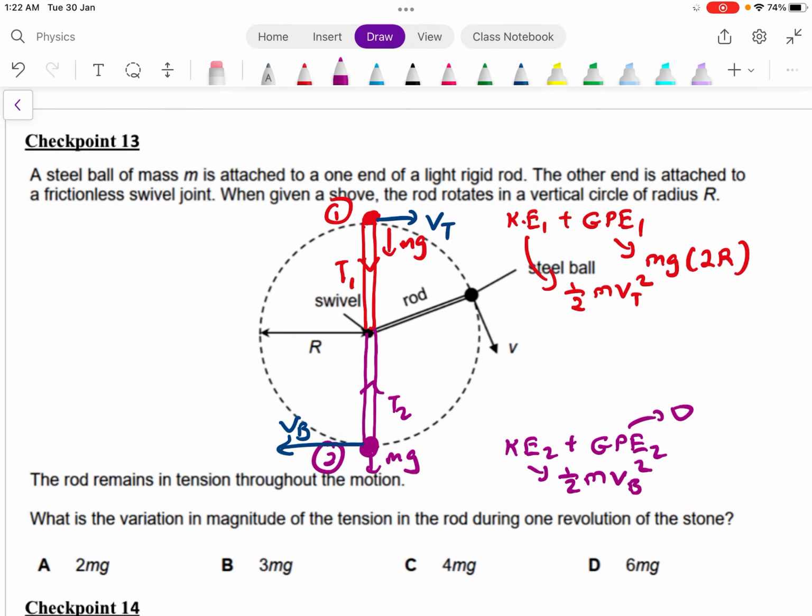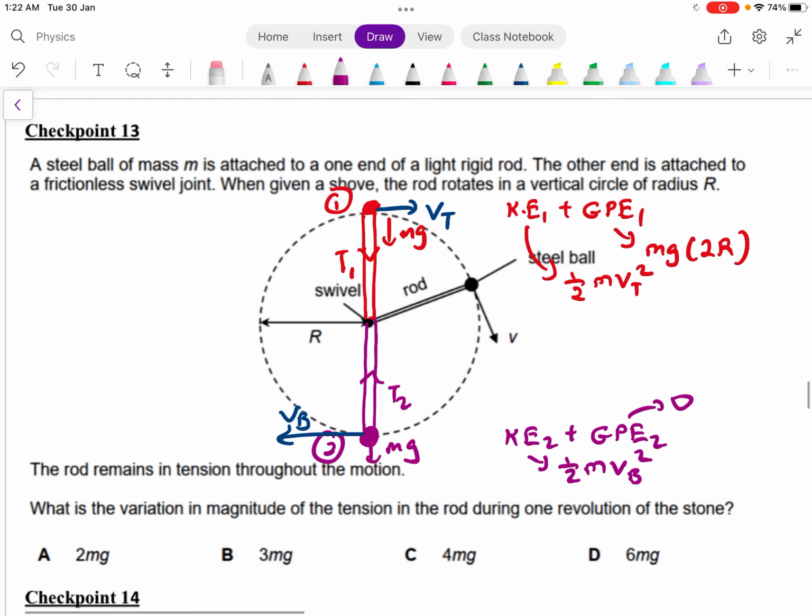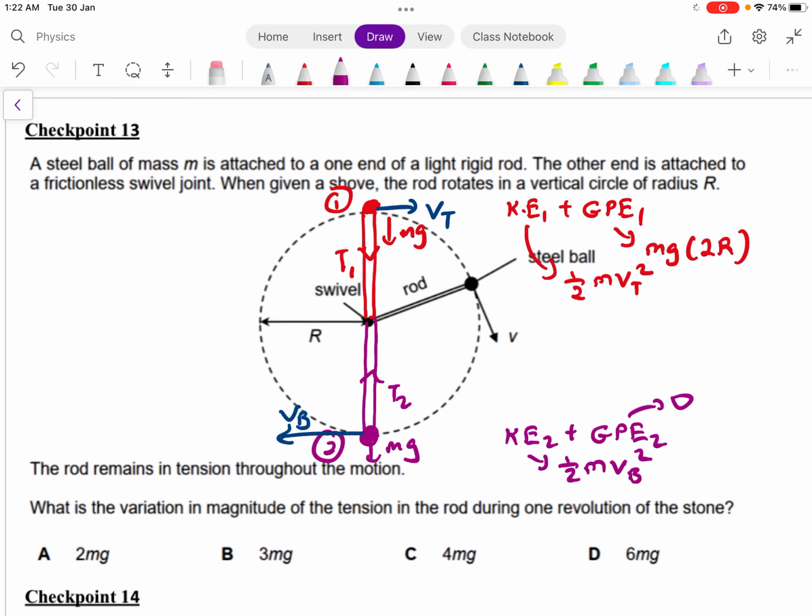Alright, so let's go through checkpoint 13. A steel ball of mass M is attached to one end of a light rigid rod, and the other end is attached to a frictionless swivel joint. When given a shove, the rod rotates in a vertical circle of radius R. The rod remains in tension throughout the motion. What is the variation in magnitude of the tension in the rod during one revolution of the stone?